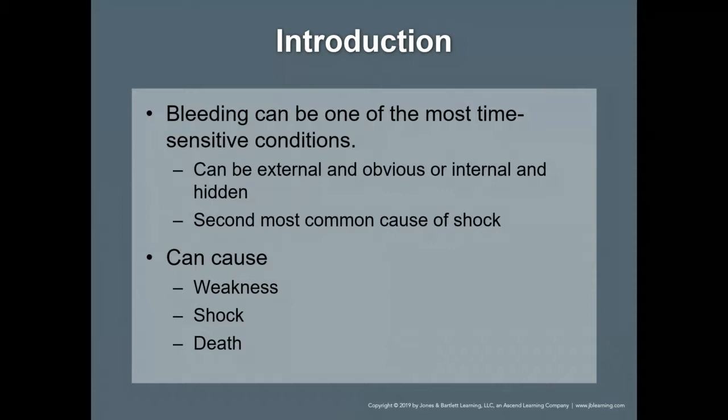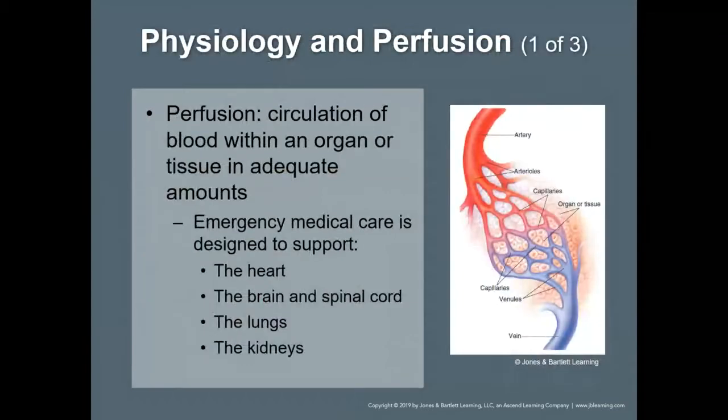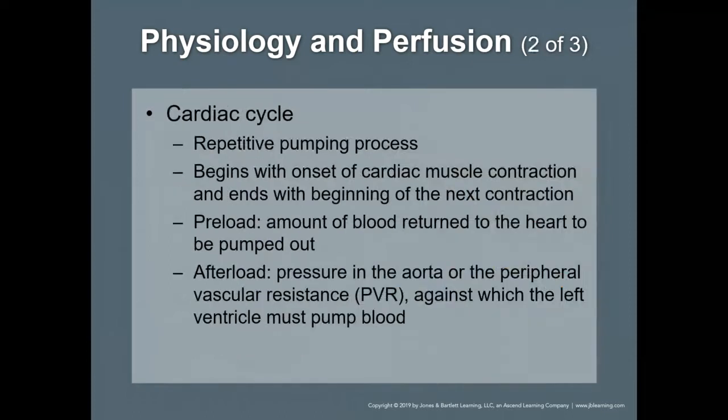We have to find it early and control it as best we can, and it can cause weakness, shock, and even death. We know that our body relies on a process called perfusion, which is circulation of blood within an organ or tissue in adequate amounts. So basically what that means is that enough blood has to circulate to deliver an adequate amount of oxygen and nutrients to all the tissues in the body, which is in turn called perfusion. And you see some listed there: the heart, the brain, spinal cord, the nervous system, the lungs, the kidneys. These are just some, but all tissues are included.